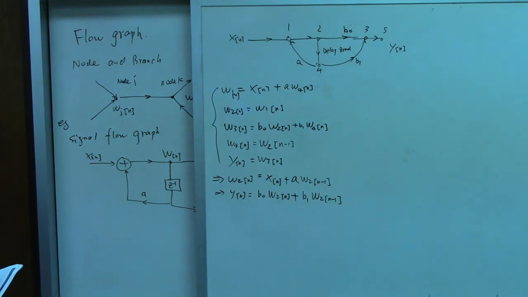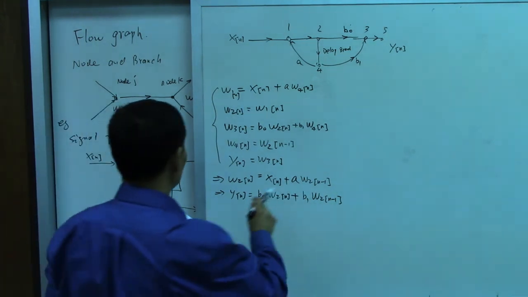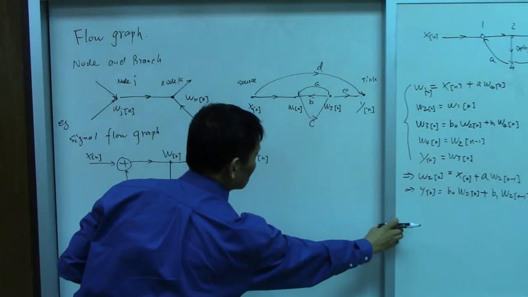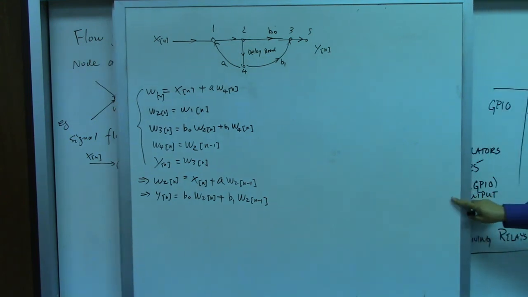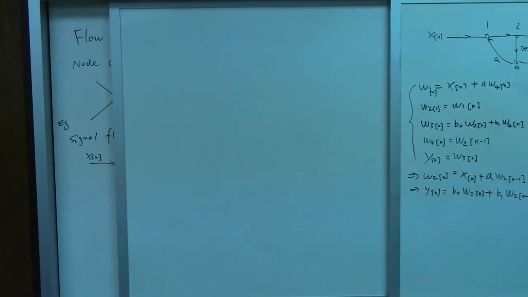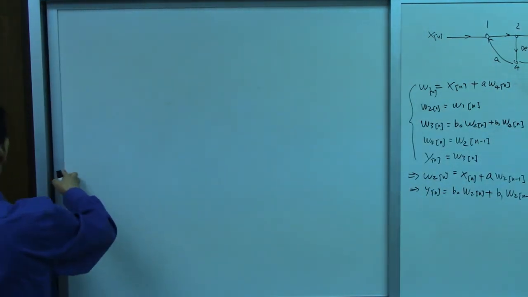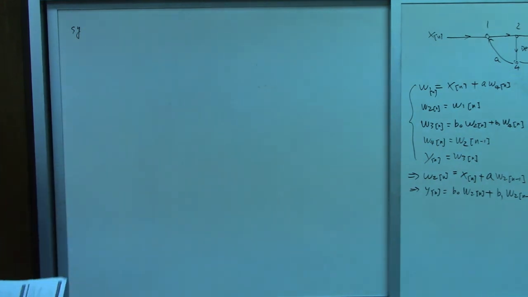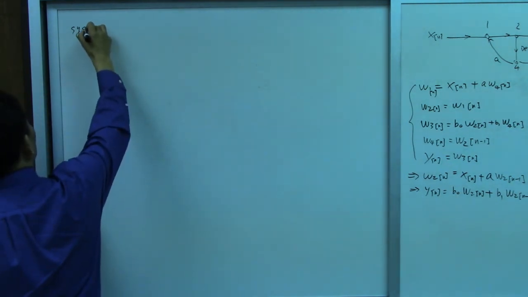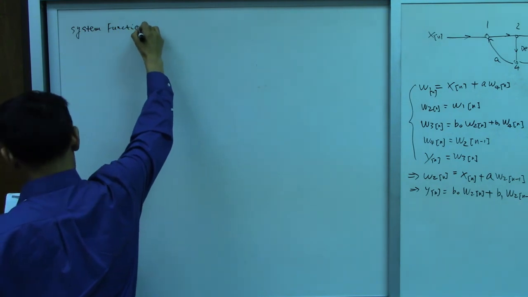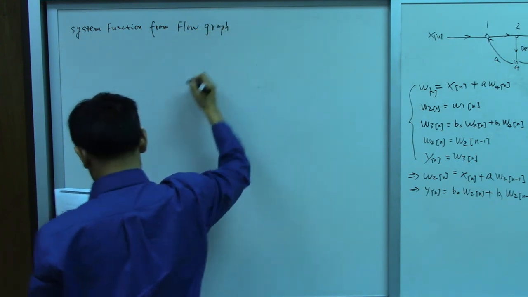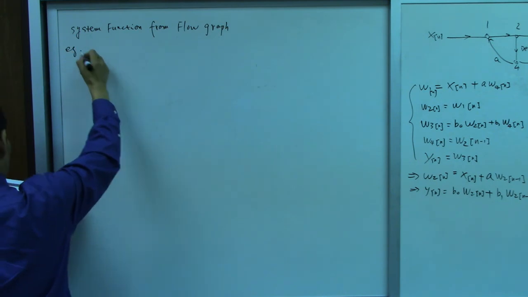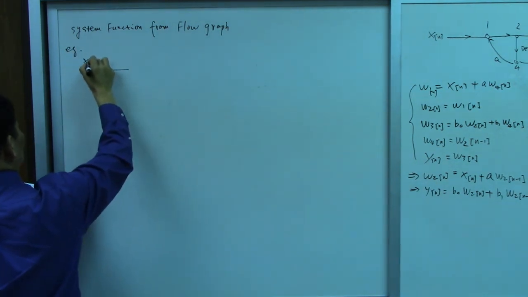Okay, the next is once we are given this flow graph, how to find the system function from it. System function from flow graph. Okay, we are given an example here. This is the input x[n].